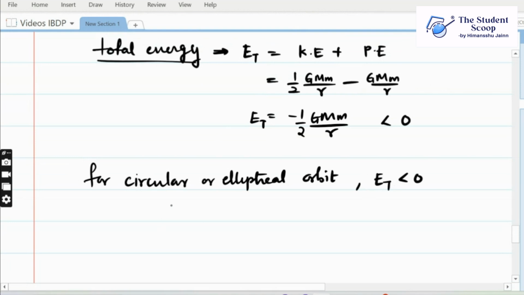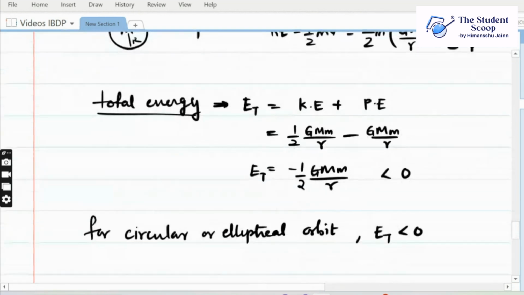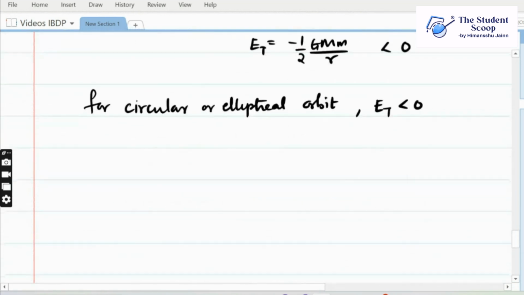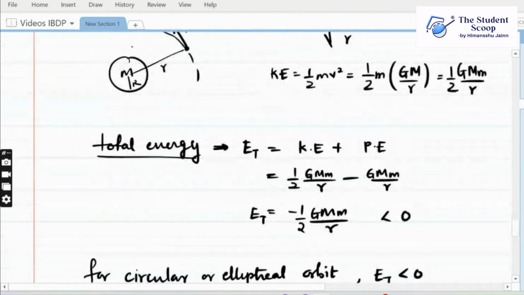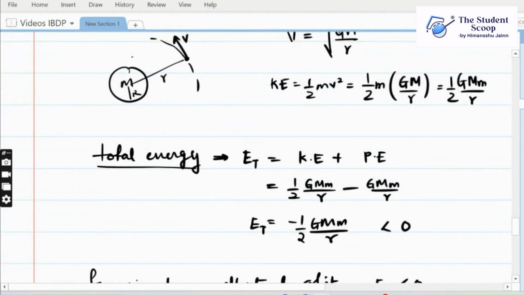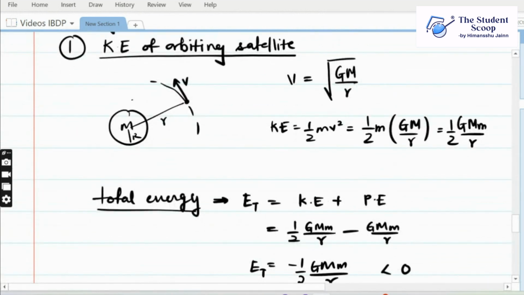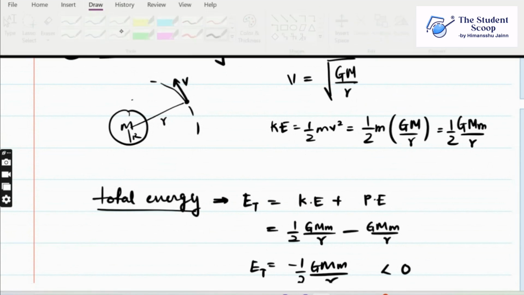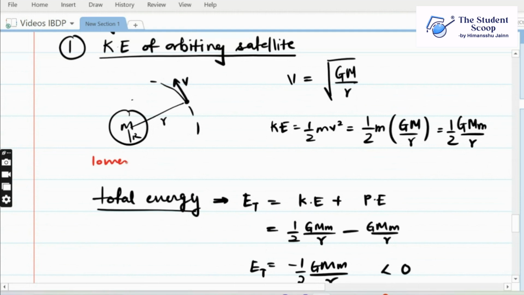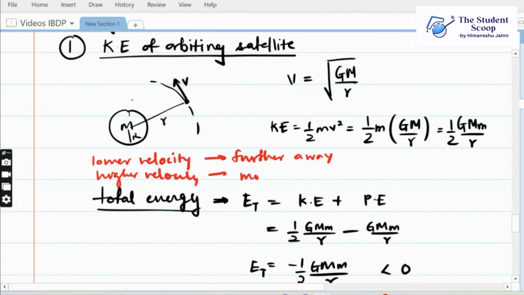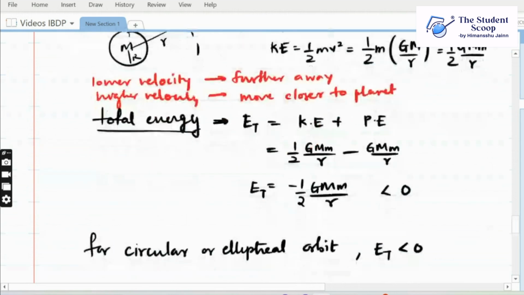And the final thing that we will talk about in this is that the energy will be conserved in every case. So if the object needs to slow down, it needs to reduce the velocity, in that case the object needs to move further away. So the lower the velocity, the further away the object has to move, and higher velocity will make the object move closer to the planet. Okay, so that is the case.